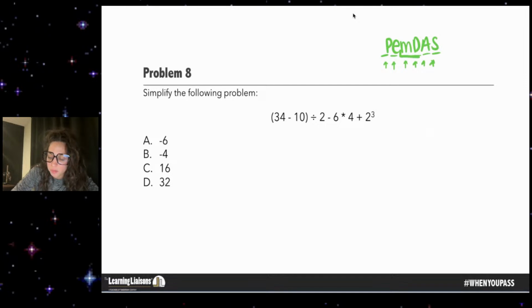But multiplication and division are together. They're a partnership. And addition and subtraction are married. They're a partnership. So what that means is after I do my please excuse, and I get to my multiplication and division, I'm going to do it from left to right. So if division comes first, I'm going to do that first. Then once I do my multiplication and division, I'm going to move from left to right for my addition and subtraction.